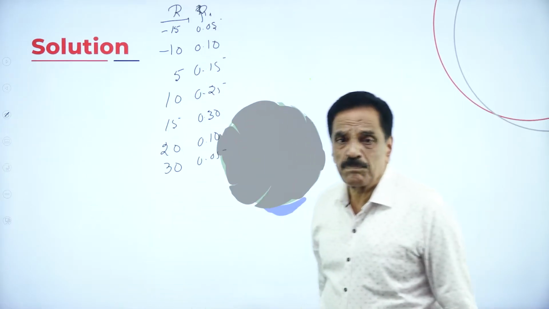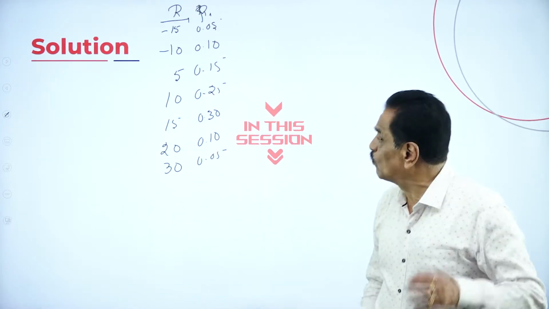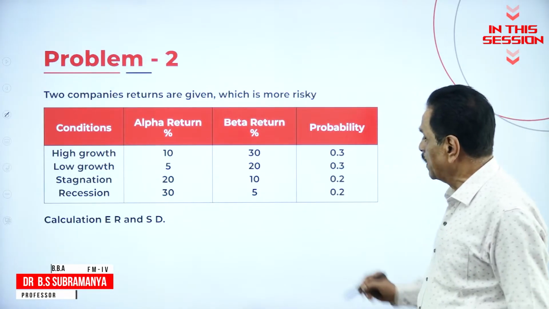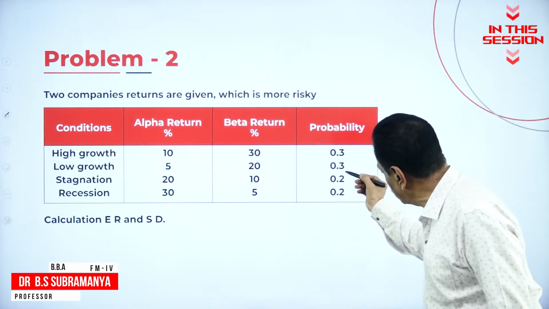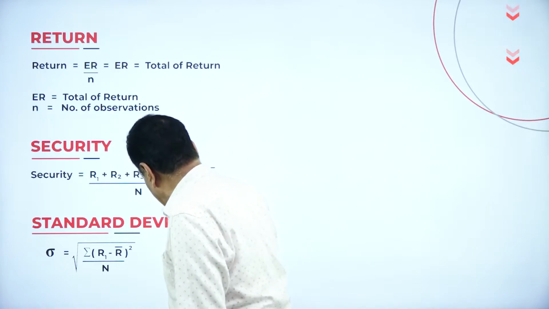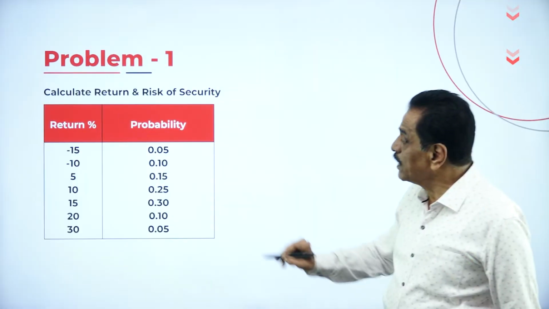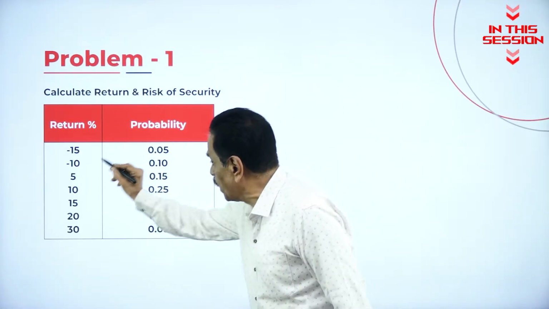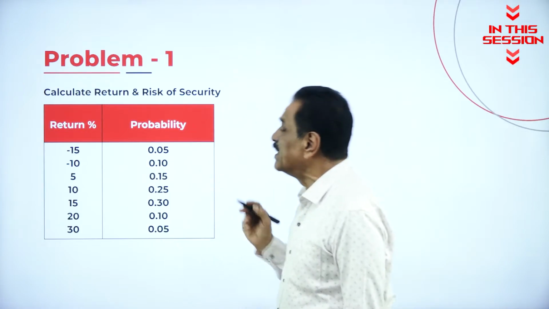When you add the probability, that should be equal to 1. Beta 30, 20, 10, 5, 0.3, 0.3, 0.2. So return is expected. In here, this is without probability. Multiply return into this probability chance, add the figure, that is the mean.